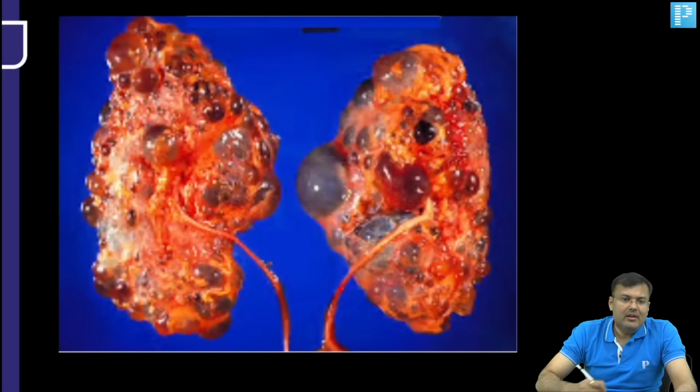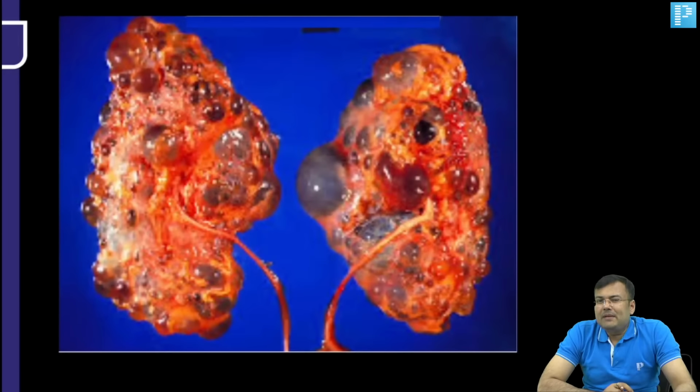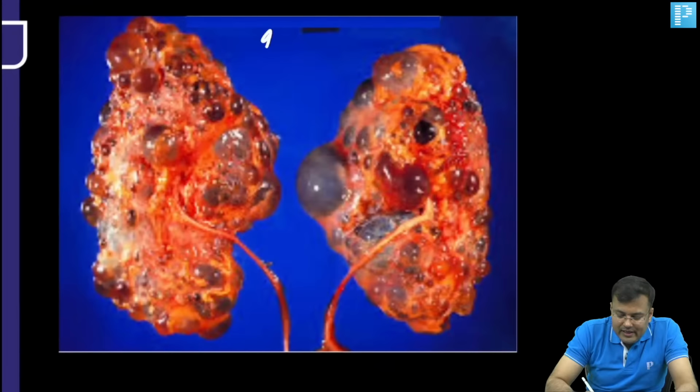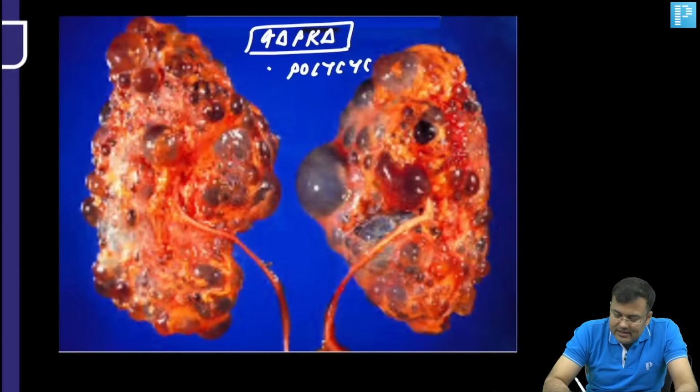Next, easiest question. Multiple cyst in both kidneys, small cyst. All of you know the answer. ADPKD, autosomal dominant polycystic kidney disease. Can you tell me what is the abnormal protein? Polycystine. Can you tell me what are the chromosomes responsible? Chromosomes responsible 16 and 4.